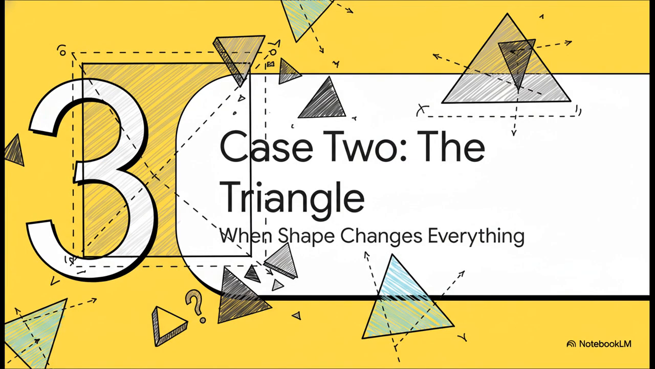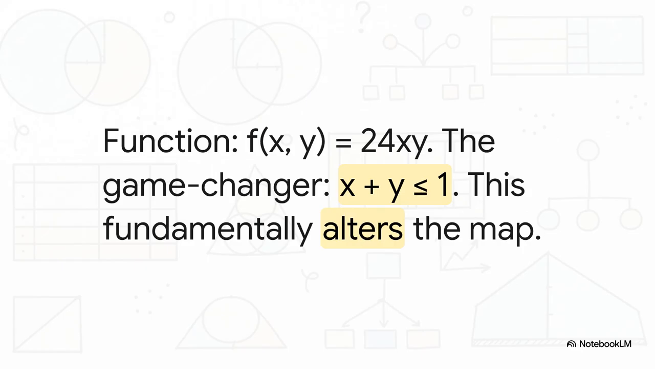Okay, so rectangles are pretty straightforward. But what happens when our map of possibilities isn't so simple? Let's move on to a case where the shape itself introduces a really fascinating twist. All right, let's look at a new function. Now, the first couple of conditions seem familiar, right? But look at that third one.